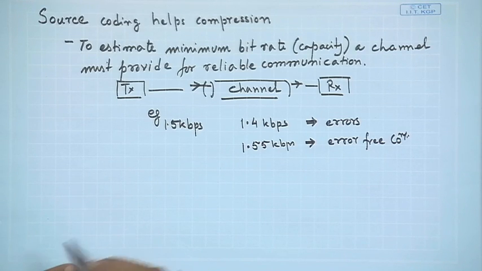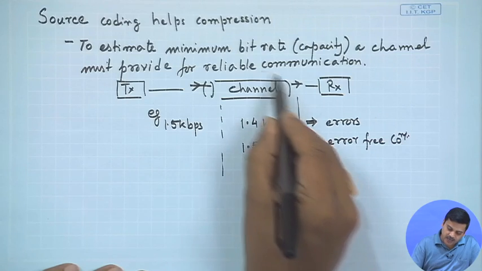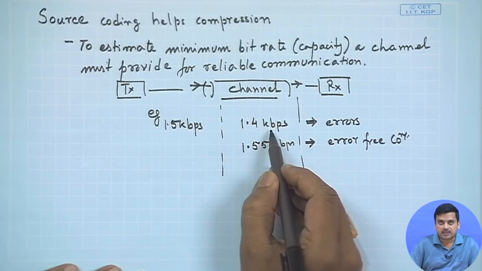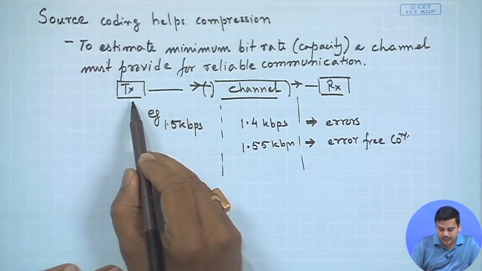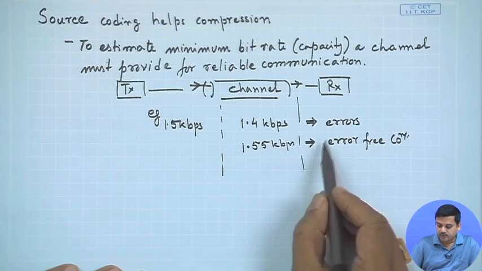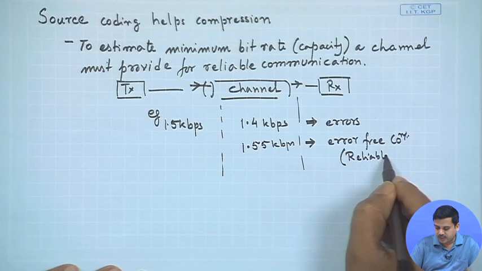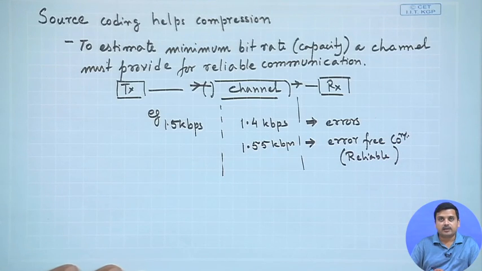So, what it means is that suppose I have a channel for which I know the capacity. Now, when I would like to send some source through this channel, I can tell a priori whether I will be able to get error free or reliable communication through that link or not. This is one of the important things that we can get when we study source coding.